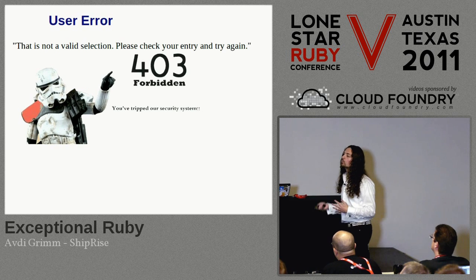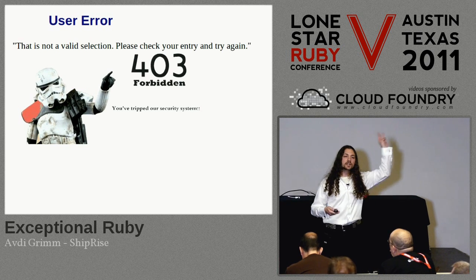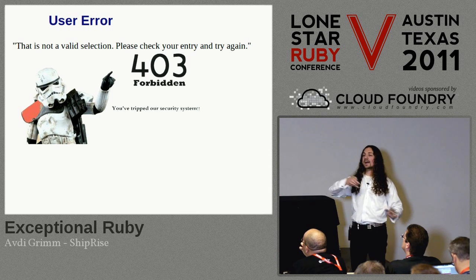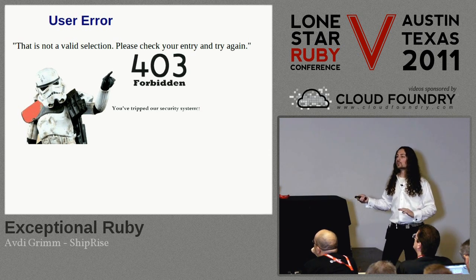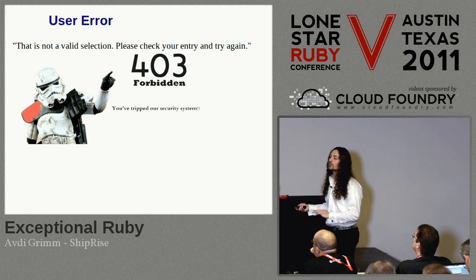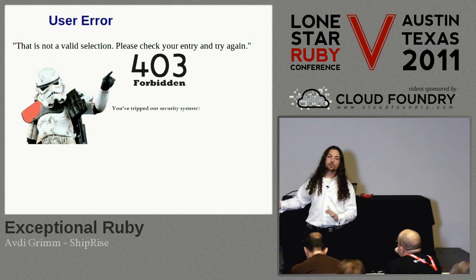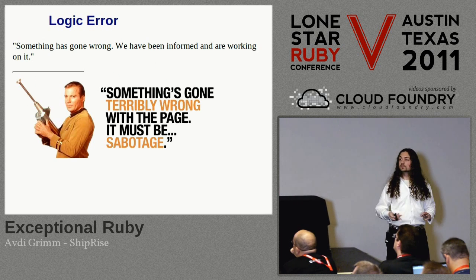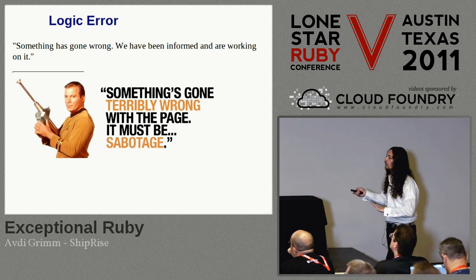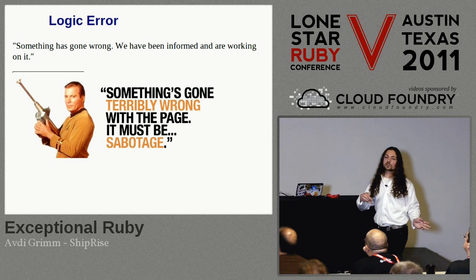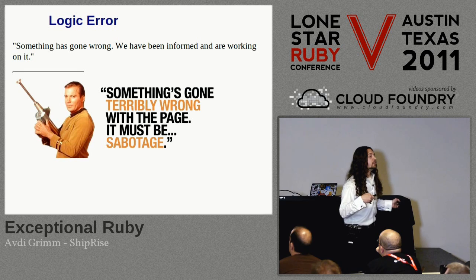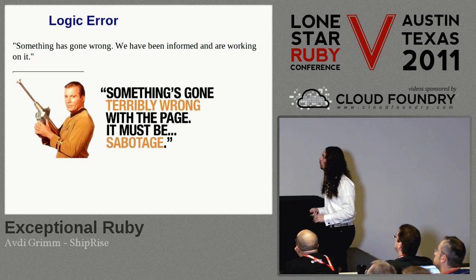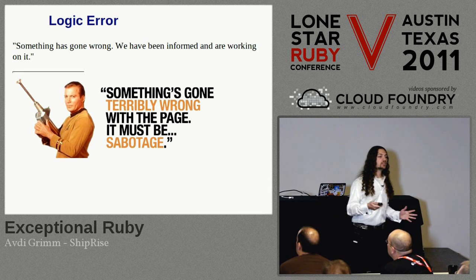Well, if you look at a typical web application, you see three major categories of how an exception is presented. The first one is the user error. It says, you have done something wrong, and only you can fix it. You need to change something that you did and try again. And then you have the logic error. Logic error says, there is something wrong in our code. You can't do anything about it.